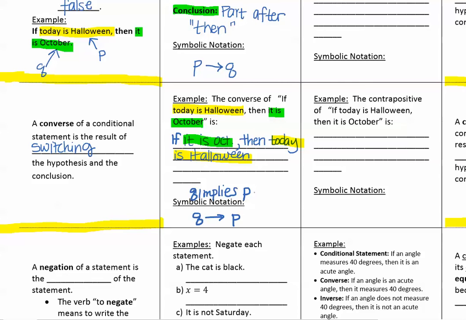Now let's think about this for a second. Is this true? This sentence? If it is October, then today is Halloween. That is not true. That is false, right? And we can come up with a pretty easy counterexample, such as October 2nd. That is a day in October. So that satisfies the hypothesis. That makes that true. But it doesn't lead to the fact that it's Halloween, does it? October 2nd is not Halloween. So this converse is a false statement.